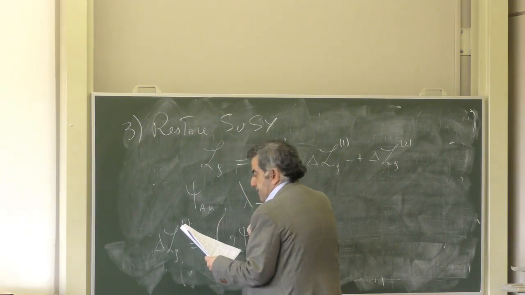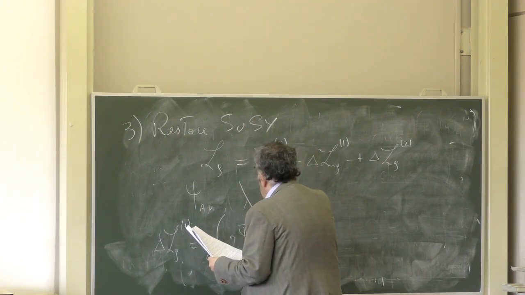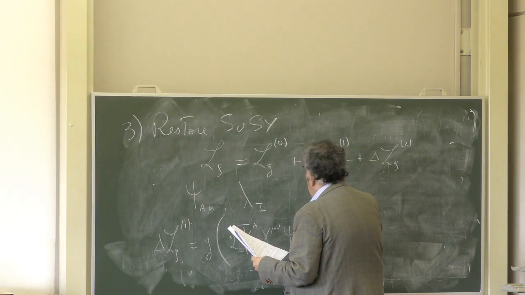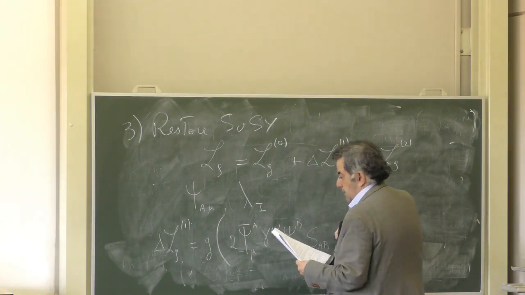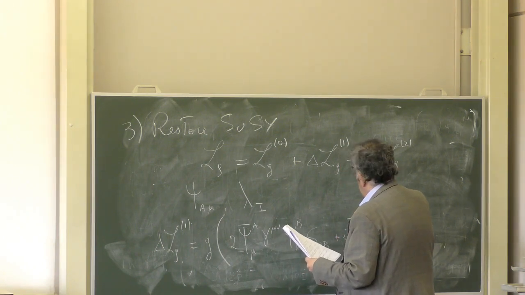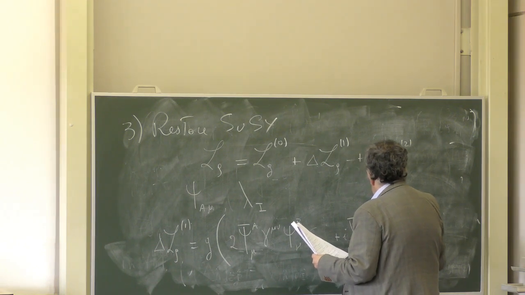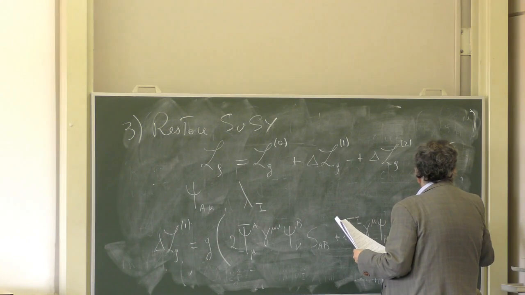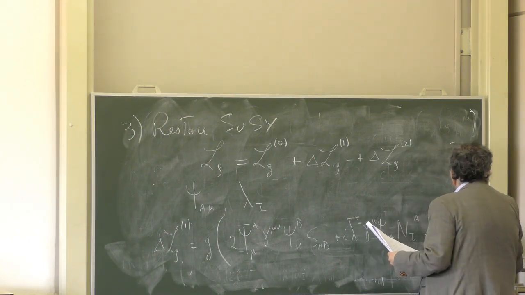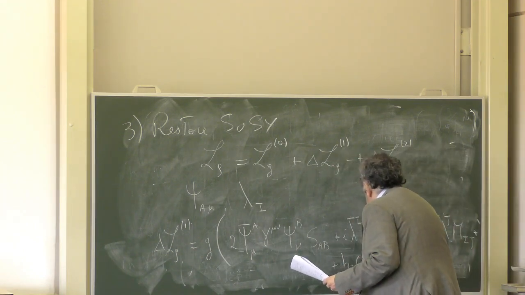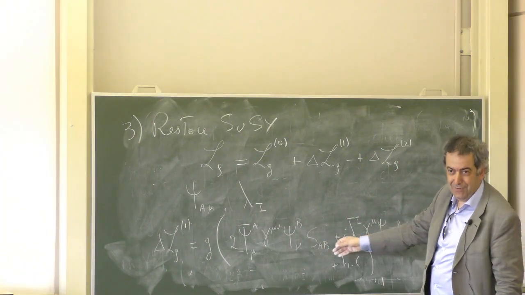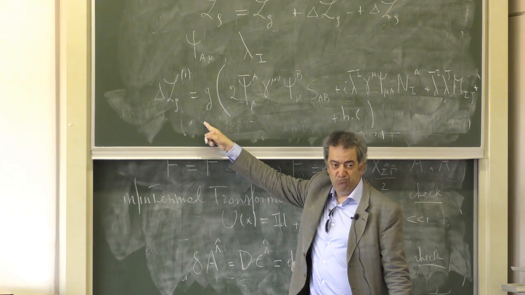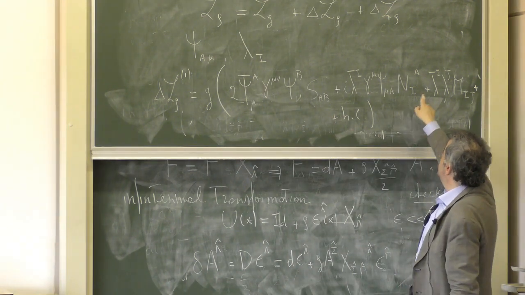Twice psi bar A mu gamma mu psi B mu S A B plus i lambda bar I gamma mu psi mu A N I A plus lambda bar I lambda J M I J plus Hermitian conjugate. Because these are complex. But the Lagrangian has to be real, so you have to add these terms, the Hermitian conjugate. And you see, first observation, this is first order in G. Second observation, it depends on these tensors, M, N, and S.